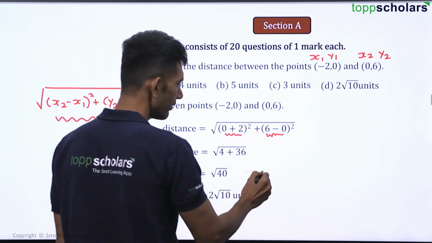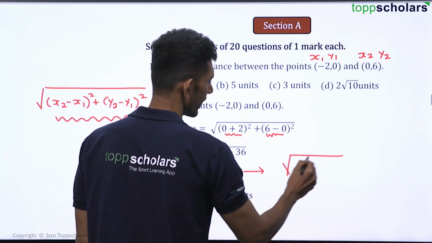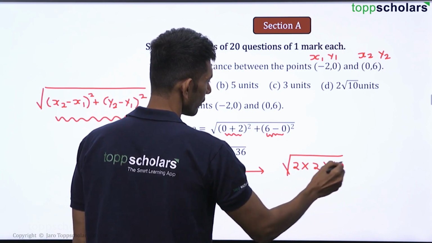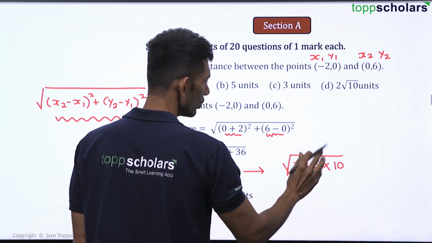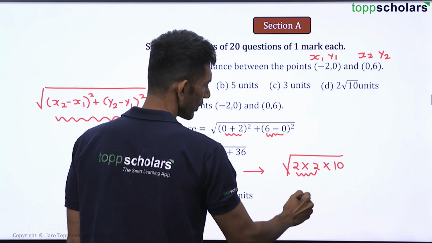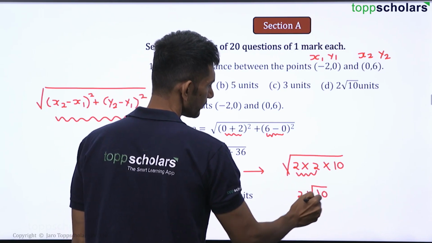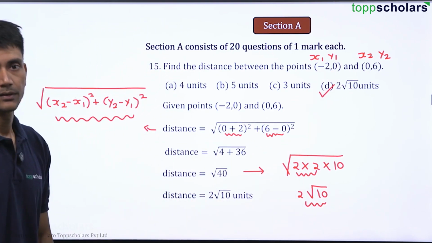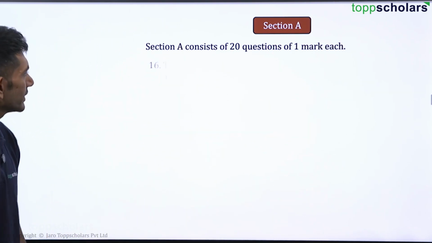Okay, how did we get this? Under root 40 can be written as 2 into 2 into 10. 2 2s are 4, 4 10s are 40. And then 2 into 2 is a pair, so 2 goes outside and then root 10. Clear? Okay, so the 15th question is done.